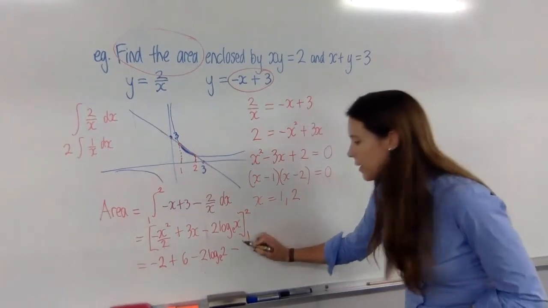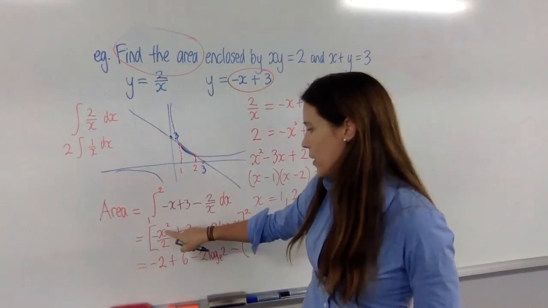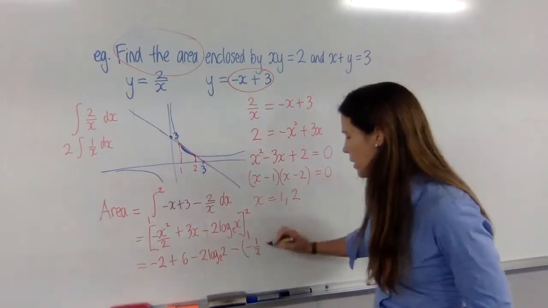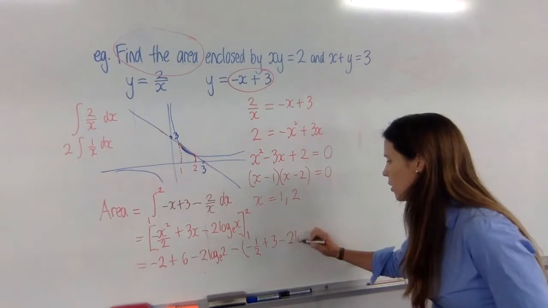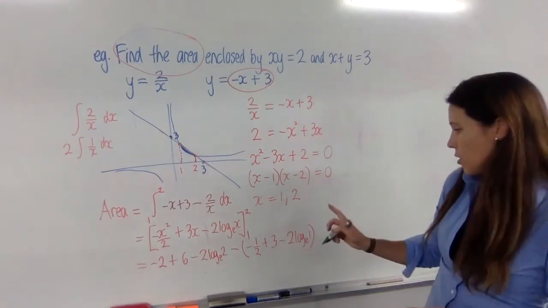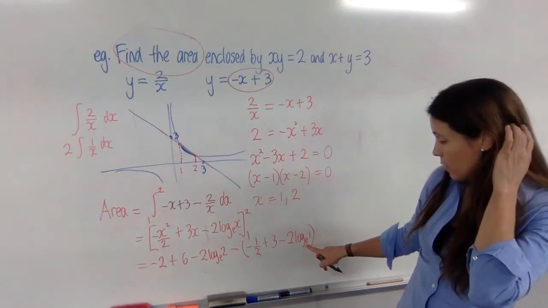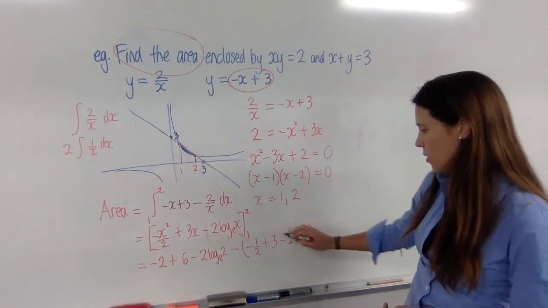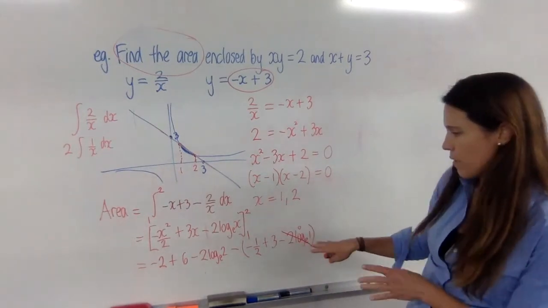Minus, now we need brackets so we don't make a sign error when we sub the 1 in. Subbing in the 1, I've got 1 squared is 1, so I've got minus a half. And subbing in the 1 here, I've got plus 3 and minus 2 lots of that. Now, things that you can easily spot, as I'm writing this one down, I'm thinking natural log of 1 is 0, since e to the power of 0 is 1. So that whole part here is 0, and minus 2 lots of 0. I'm just going to cross that out, because that's 0. Okay, that saves me rewriting it.